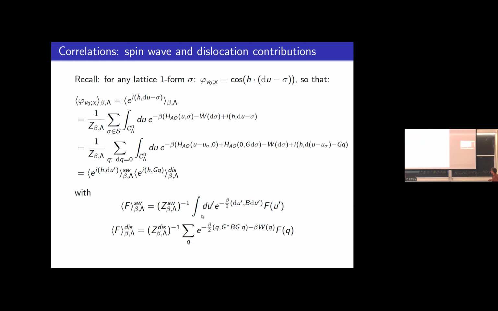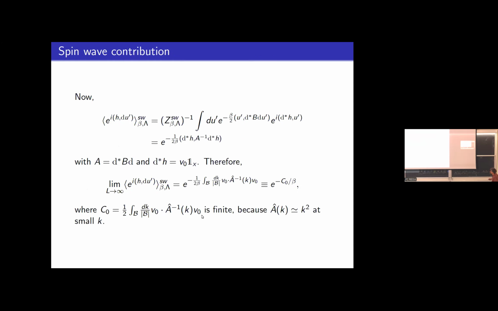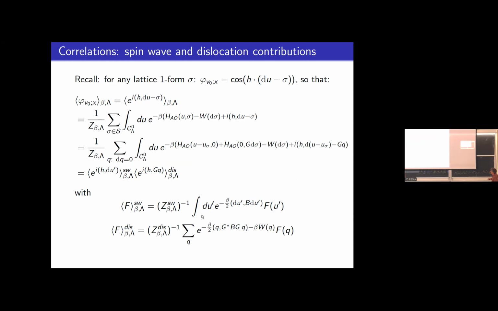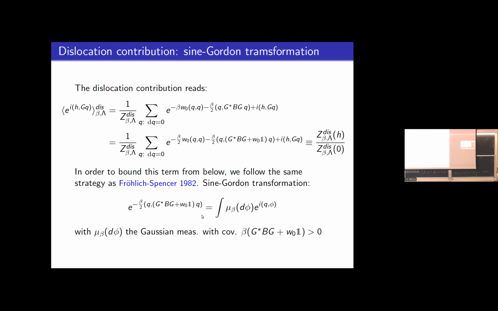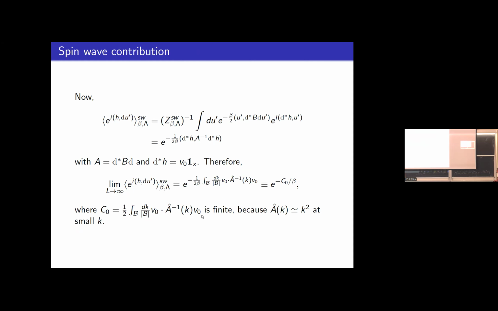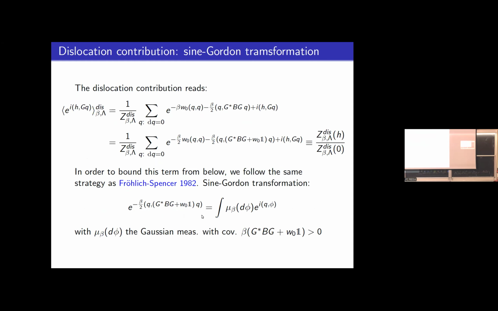Now we're left with this part. So the goal now is to get a lower bound on this part, which doesn't change. So the result will be e to the minus c0 over beta times this contribution that I want to get the lower bound on. Okay, so this is the content of the last part of this lecture.